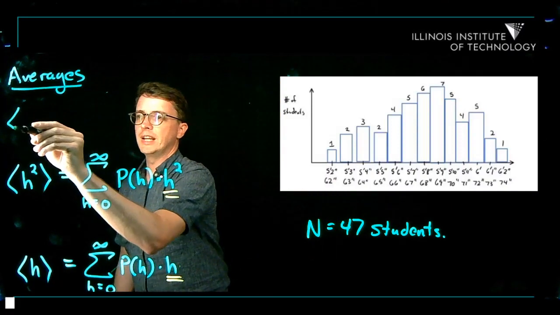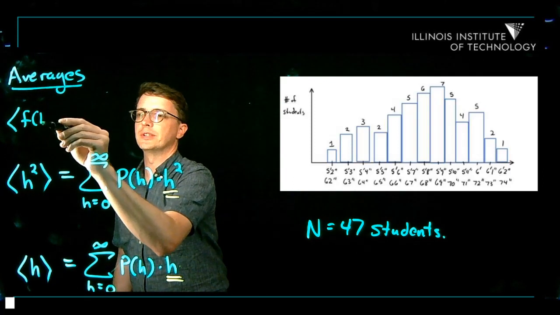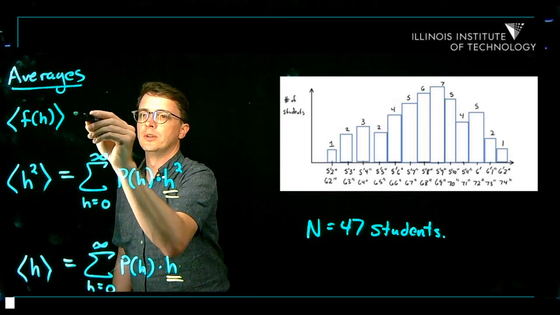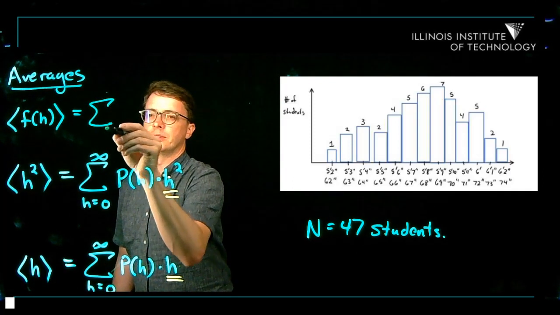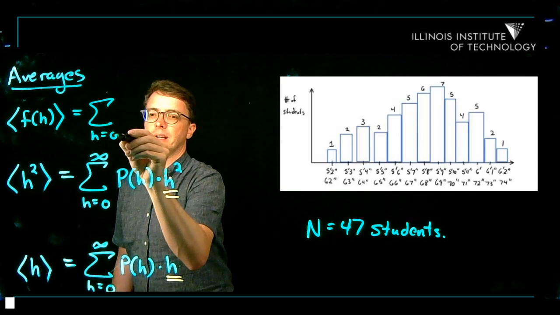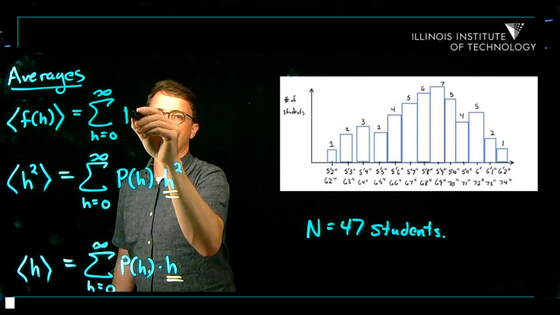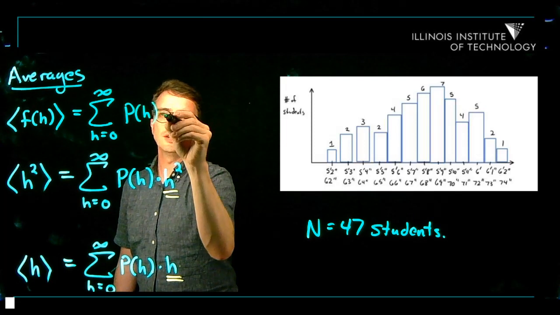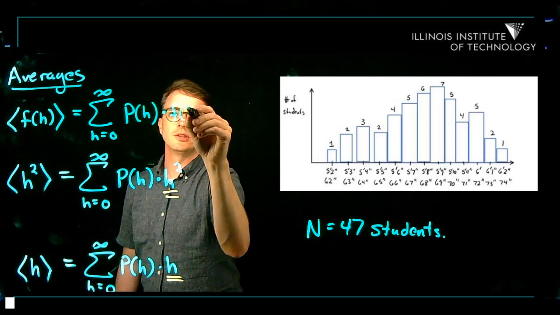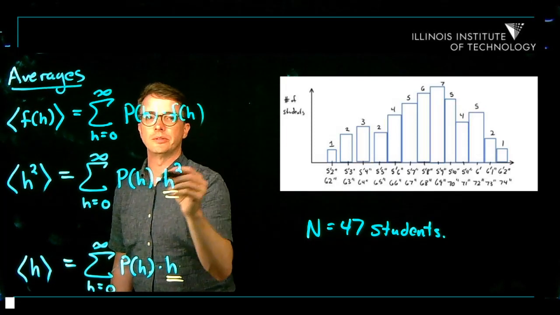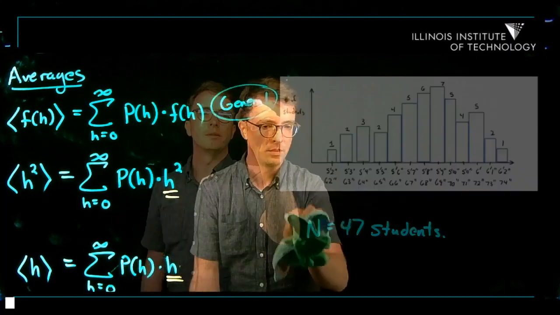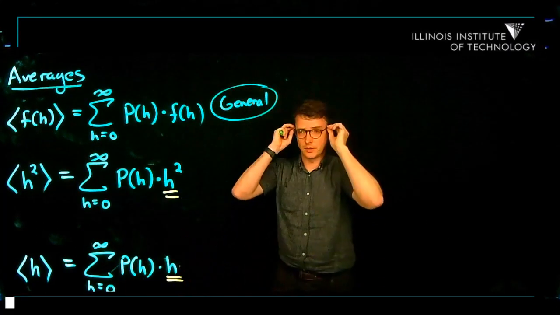If you want to average any function, let's say you're averaging some function f of h, what I should do is just, by analogy, take the probability that somebody has the height h, multiply by f of h. So this is the general formula. Let me get rid of that to buy myself some space.